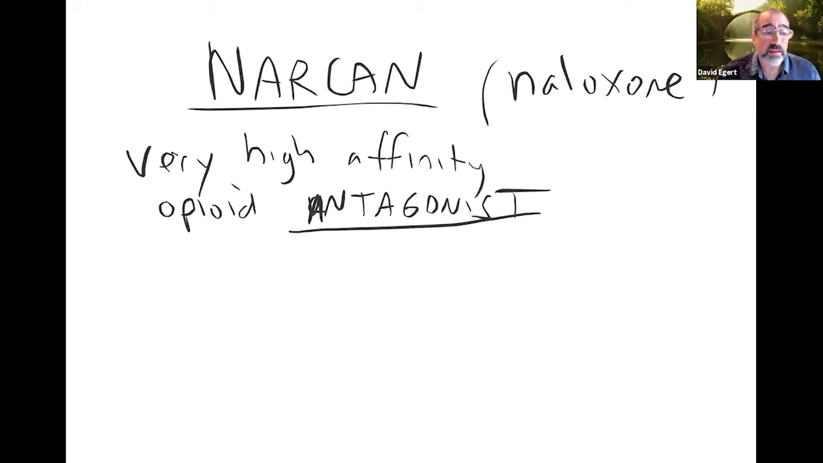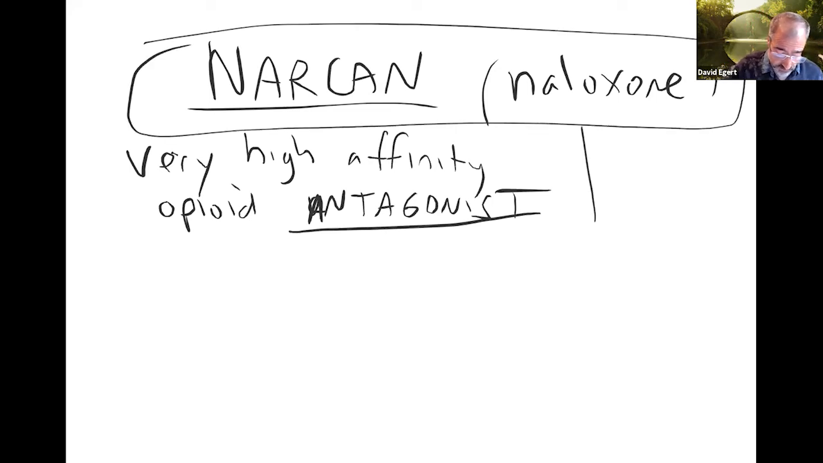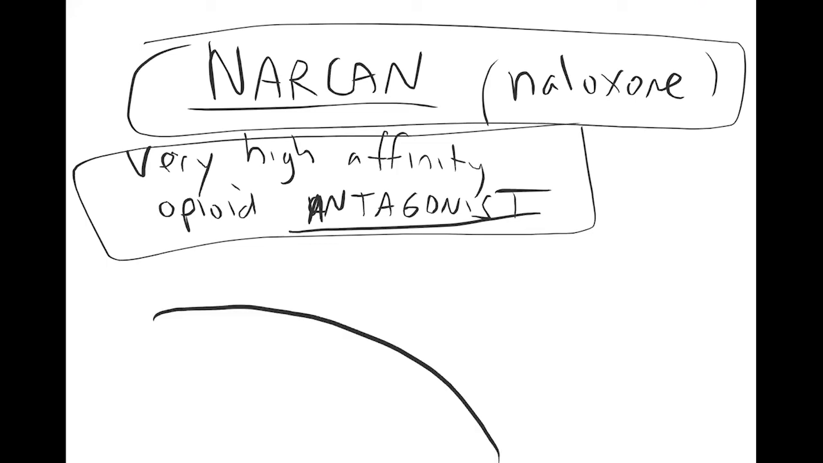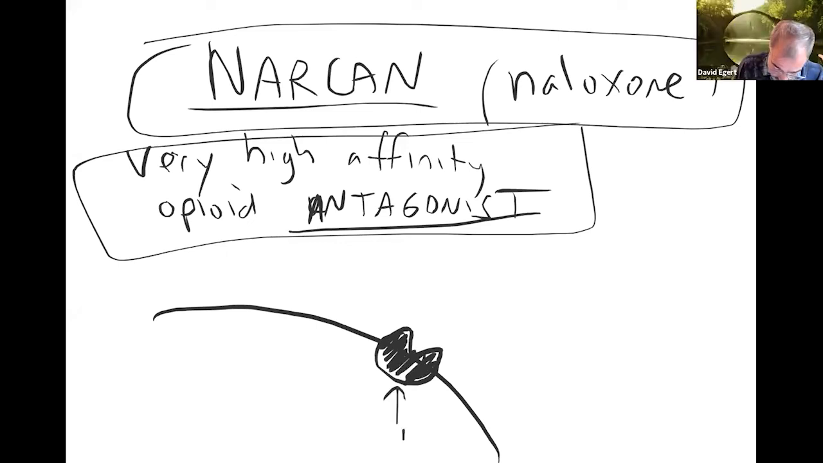So why is this going to be helpful? Somebody just took too much heroin or morphine or whatever, and they are slowing down and they're going to stop breathing and they're going to die if we don't do something here. Why is giving them a high affinity opioid antagonist going to be a good thing? Because it's going to bind and stay, so it can't open up to have access for another thing to connect. Exactly. So let's say this is my little receptor.